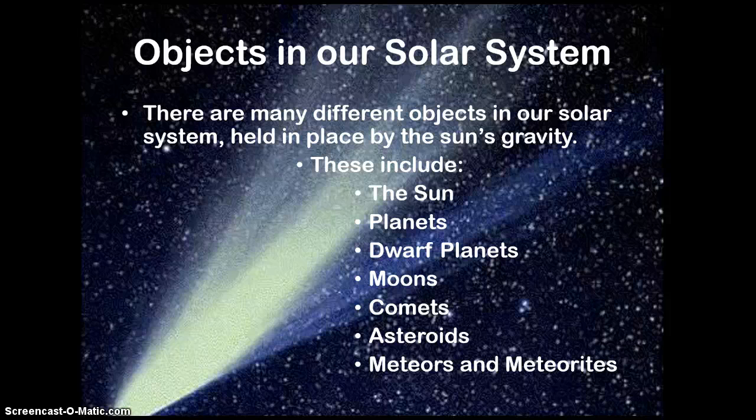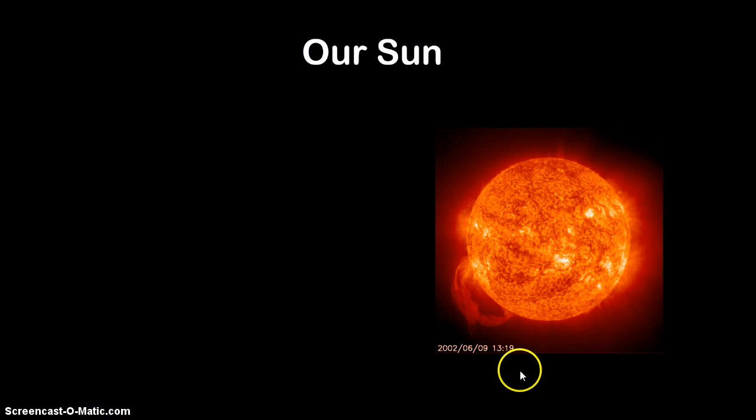Okay, so the things that you're going to find in our solar system, you can see them all here: the Sun, the planets, dwarf planets, and there is more than one, moons, comets, asteroids, meteors, and meteorites. I know some of you were having a discussion about what's the difference between these two. Well, we're going to find out.